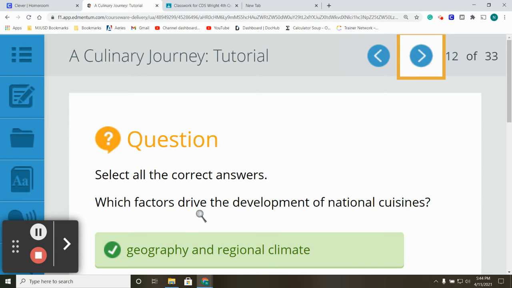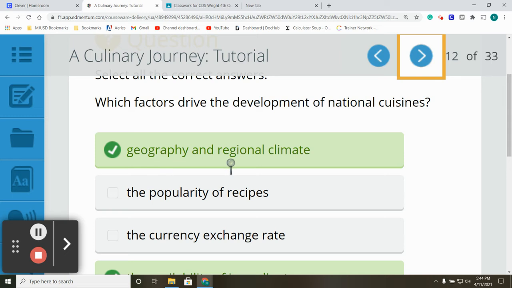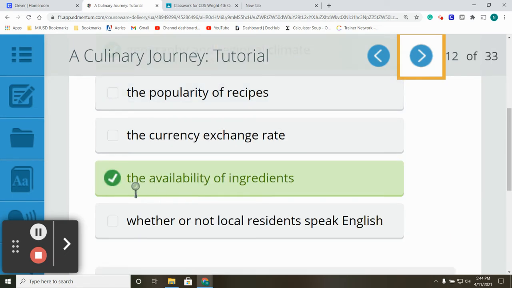Which factors drive the development of national cuisines? Geography and regional climates, as well as the availability of ingredients.